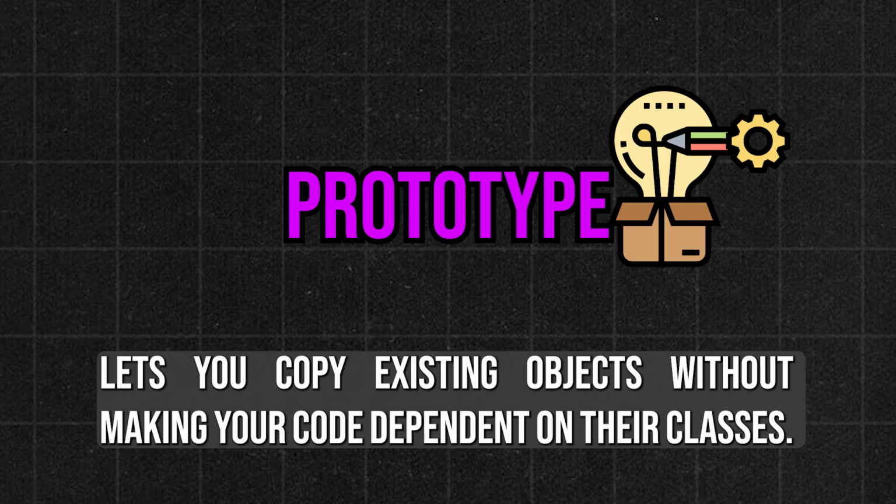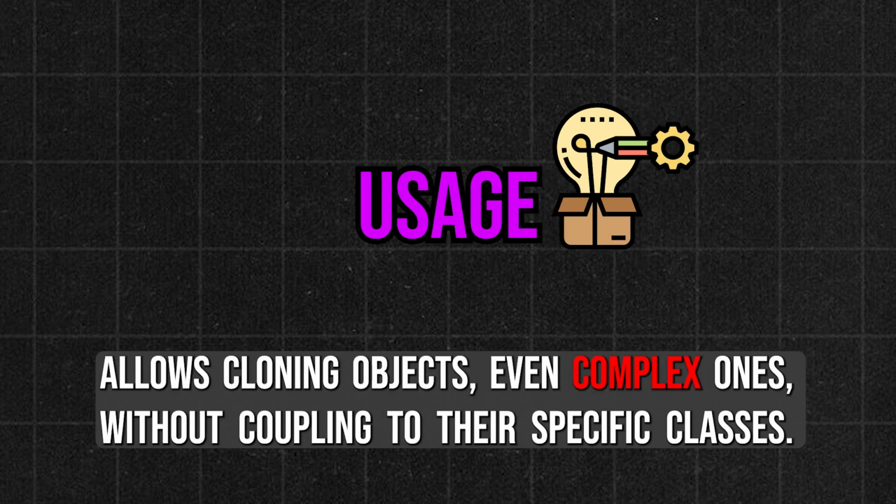Prototype design pattern lets you copy existing objects without making your code dependent on their classes. It allows you to clone objects, even complex ones, without coupling to their specific classes.